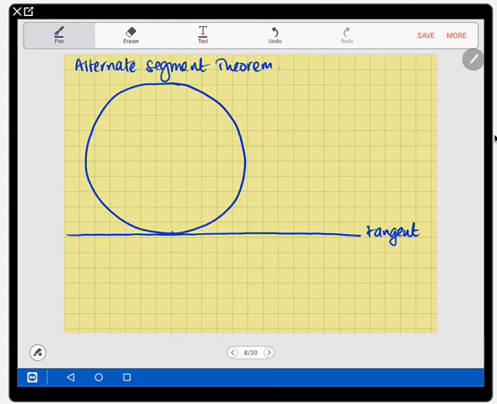And from this point, I just draw two chords. This is chord 1 and this is chord 2. Okay, and I join this here.